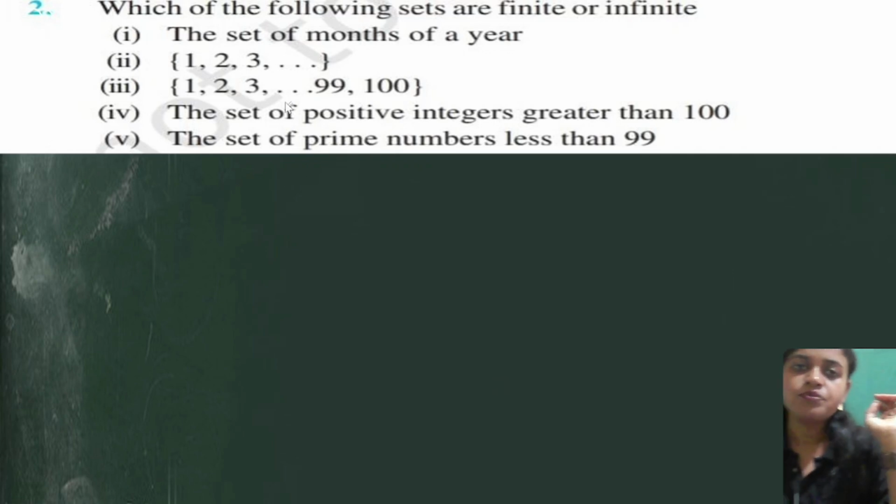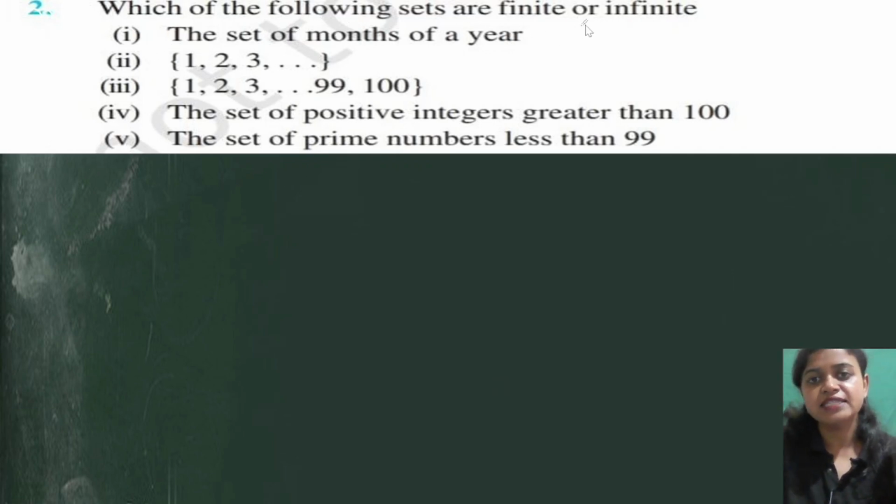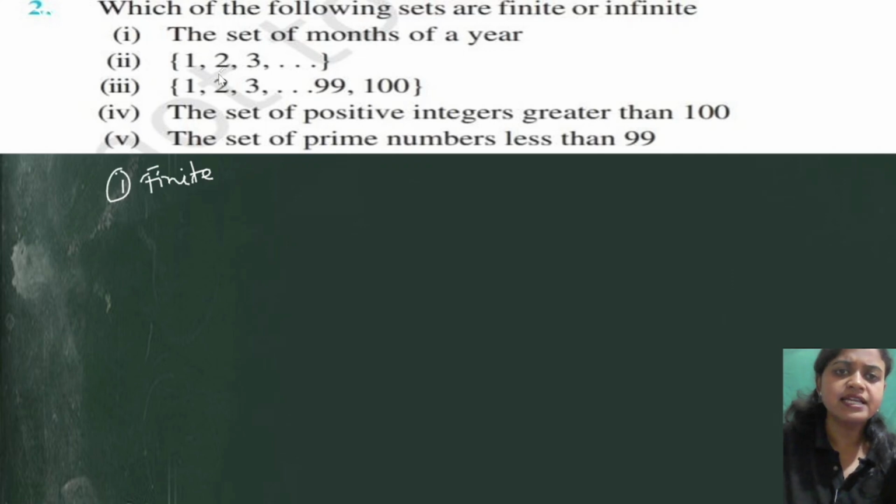The first question is: which of the following sets are finite and infinite. I have to say which is a finite set and which is an infinite set. Clear? So, the set of the months of a year. We know how many months are in a year, there are 12 months. So this should be a finite set. Clear? Next, question number 2. This is the set 1, 2, 3, natural numbers, so this is an infinite set.